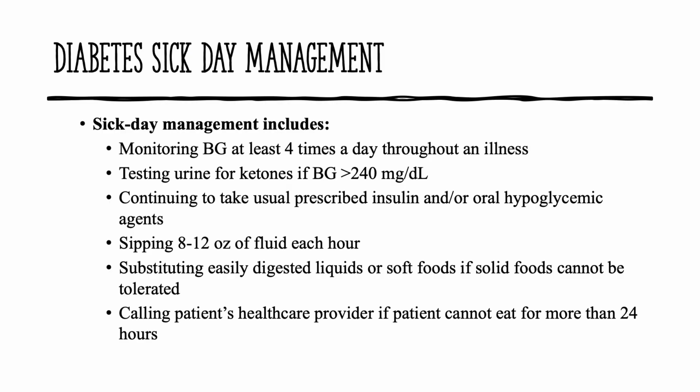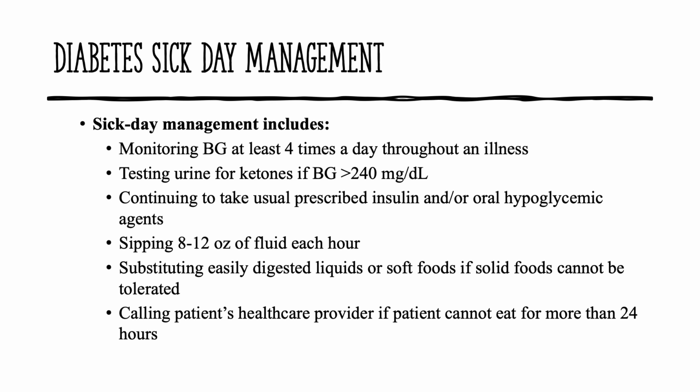So sick day management includes monitoring blood sugars at least 4 times a day. My dad used to check his blood sugars 5 or 6 times a day. He was a little obsessive compulsive about it, but he also had really tight control. He'd also go really low. But anyway, monitoring blood sugars at least 4 times a day is very important.